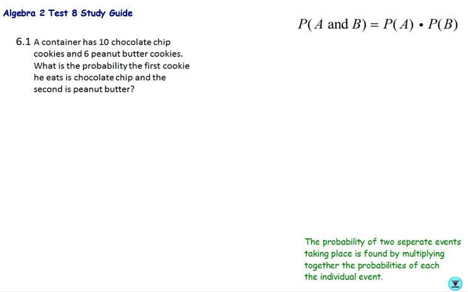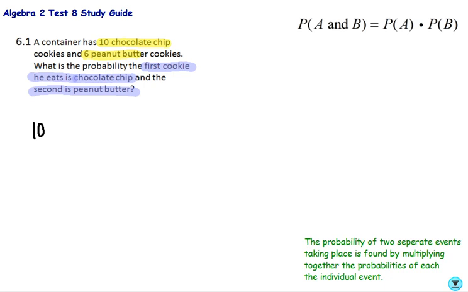All right, so I'm going to do kind of the same thing. I'm going to make a little inventory of what we've got. So it says we've got 10 chocolate chip, and there's 6 peanut butter. And then the question is asking, what is the probability that the first cookie is chocolate chip and then the second is peanut butter? So first cookie, chocolate chip, second peanut butter.